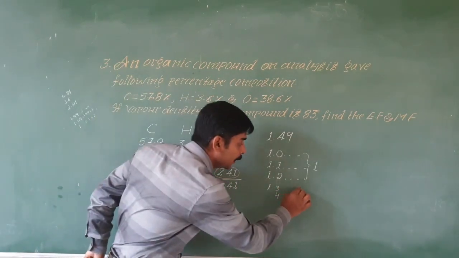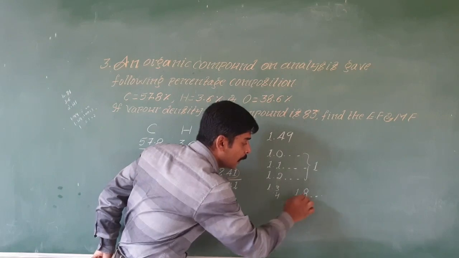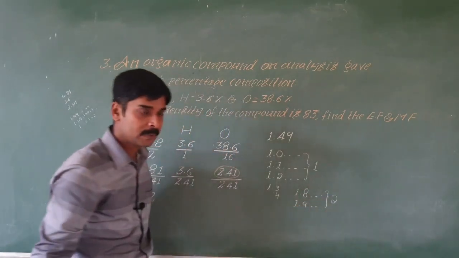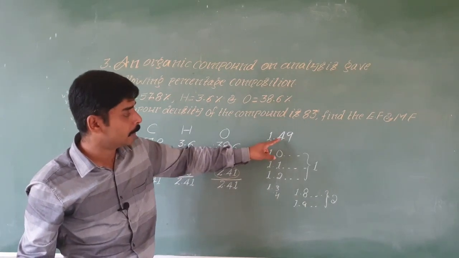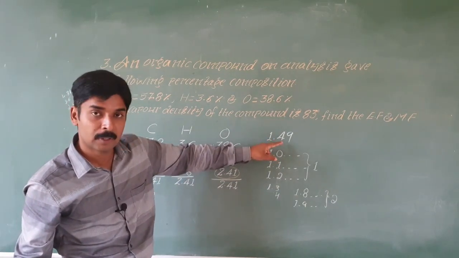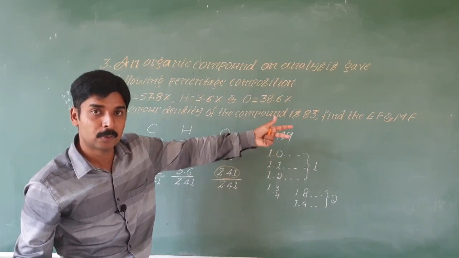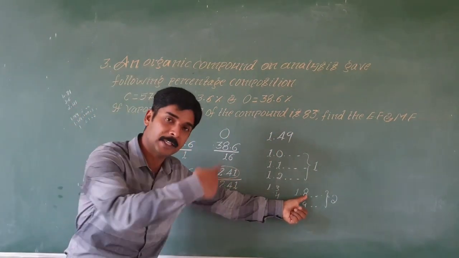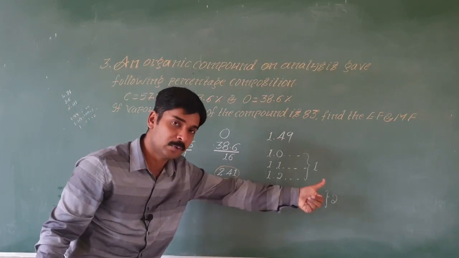If it is 1.8 something and 1.9 something, then you can take it as 2. Same with if you have 2.01, 2.0, 2.13, 2.22, you can round it off to 2. If it is 2.8, you can take it as 3. If it is 2.9 also, you can take it as 3.